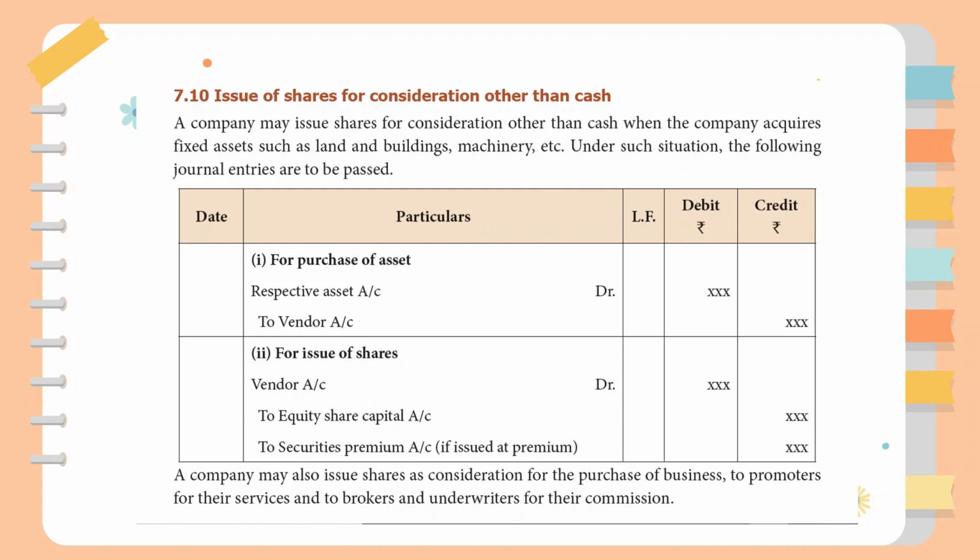So at that time the vendor, who is the creditor, will be debited here and share capital will be credited. Here application will not come, you have to keep it in your mind. Why does application not come? They are not applying, we are only giving to them. So the word application will not come. Equity share capital, and if these shares are issued at premium, then that premium you have to show here.